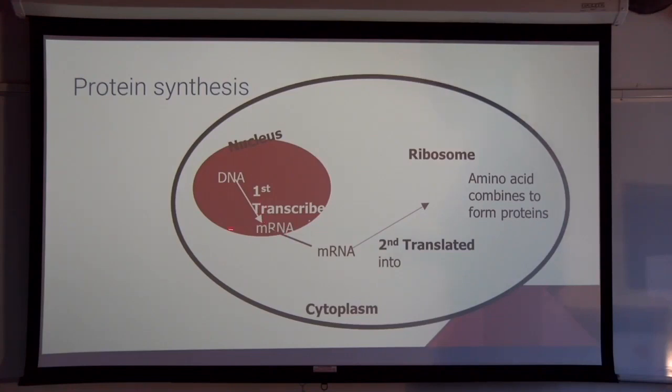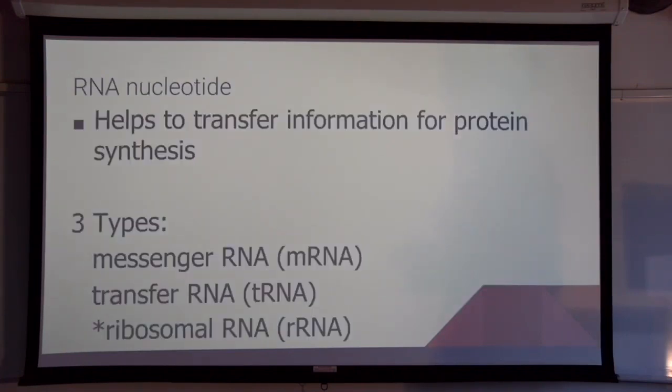So the DNA gets transcribed into a messenger RNA. The messenger RNA is able to leave the nucleus, travel into the cytoplasm, and go over to the ribosome where it will get translated. And what's translated? The code is translated into amino acids. The amino acids are then combined to form proteins. So this is a quick glance at a complicated process. The introduction of the messenger RNA comes into play here. RNA helps to transfer the information that's needed for protein synthesis.